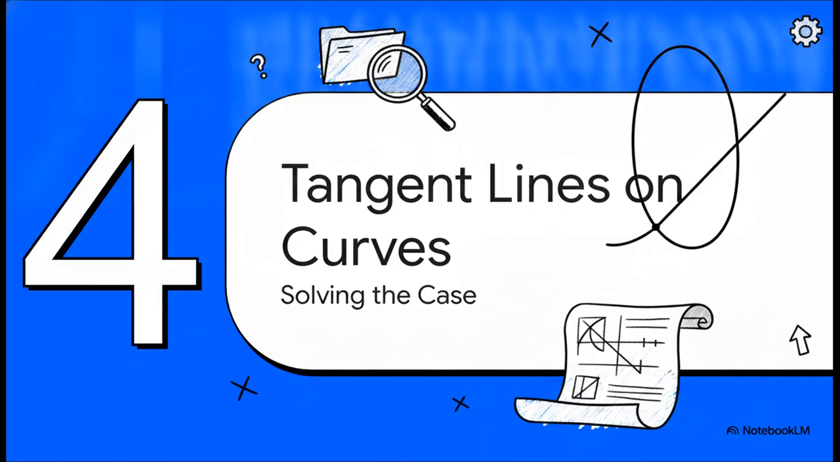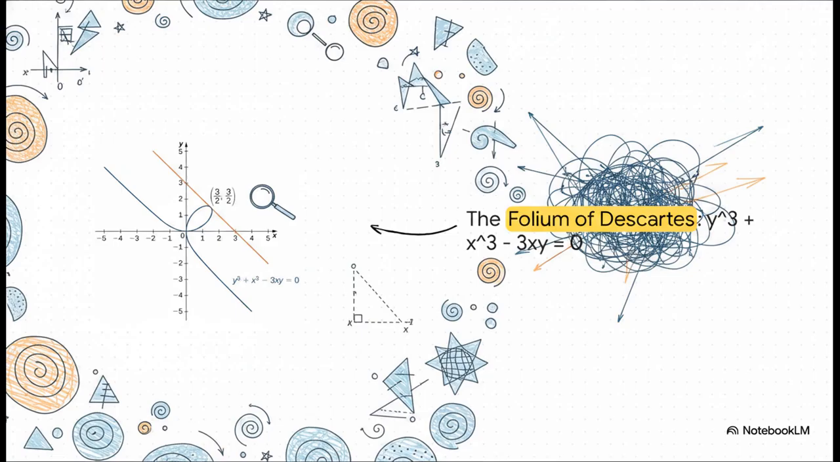Solving the case. Let's take our new master blueprint and solve a real, beautifully complex case. There is this incredible curve called the folium of Descartes, which translates to the leaf of Descartes. It features this really elegant loop in the first quadrant that crosses over the origin. Its equation is y cubed plus x cubed minus 3xy equals 0.